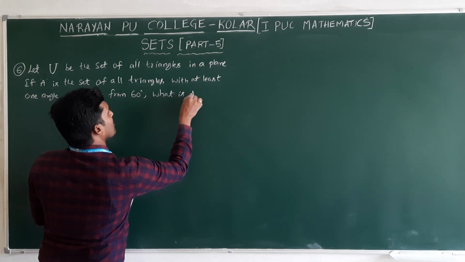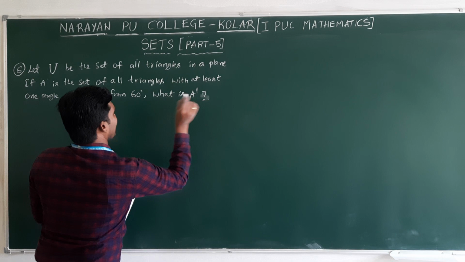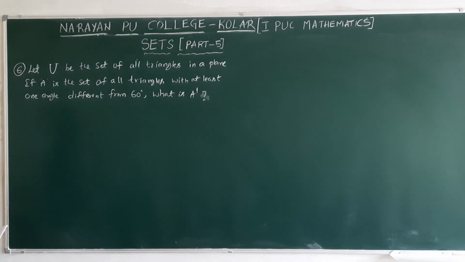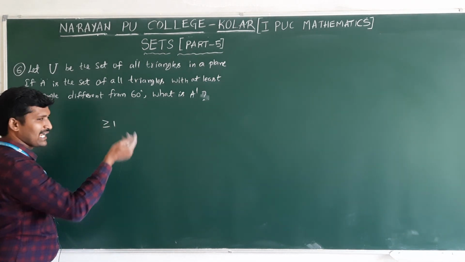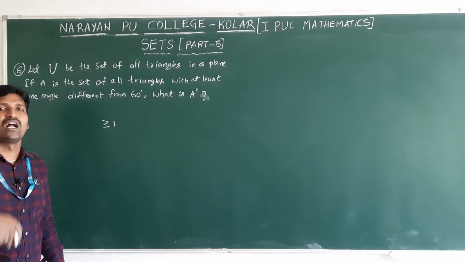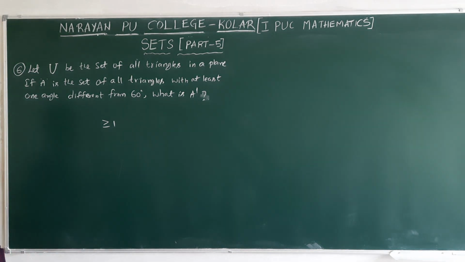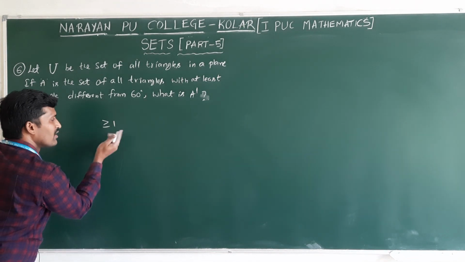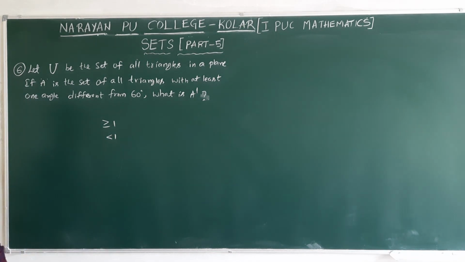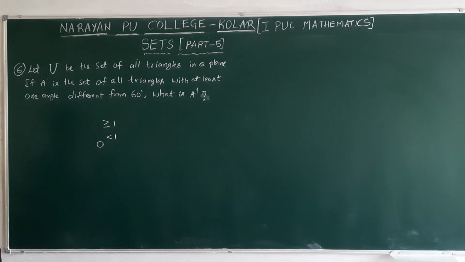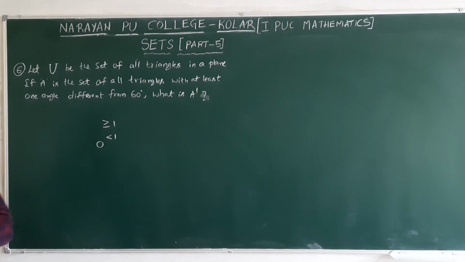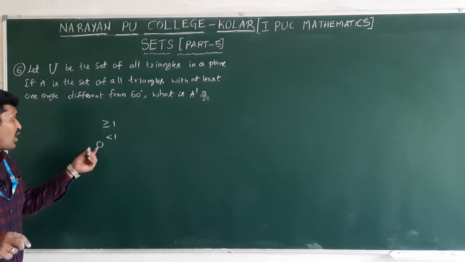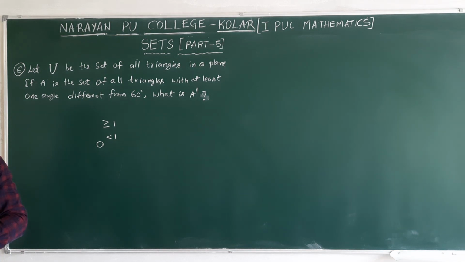What is A dash? At least one angle different means not 60. At least one means greater than or equal to one angle. Either one angle is not 60, or two angles not 60, or three angles also not 60. For the complementary, you get less than 1, that means 0. Not 60 angles how many? 0. That means all our angles are 60 degrees.